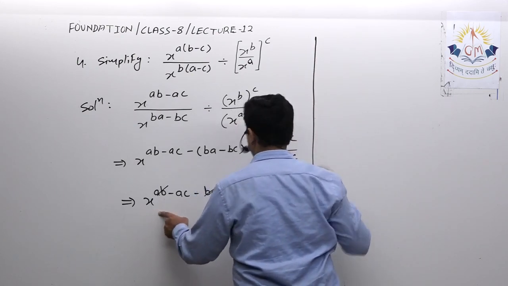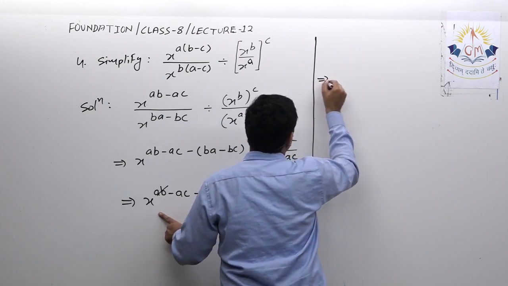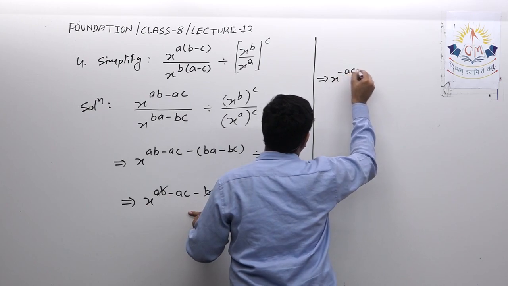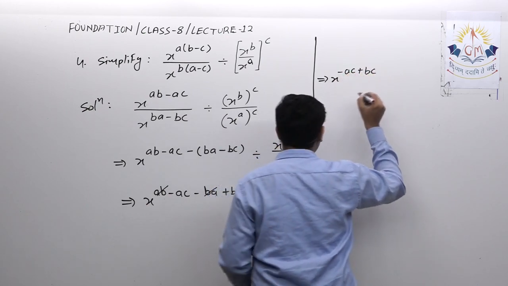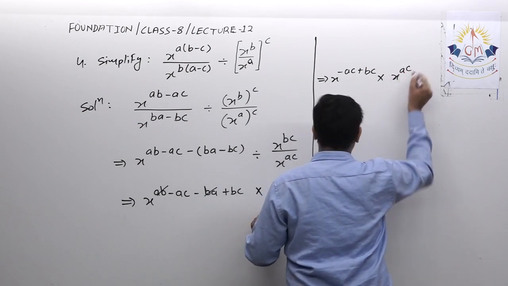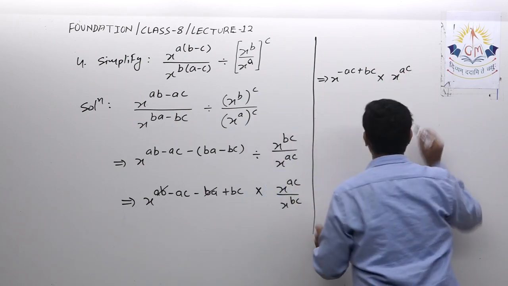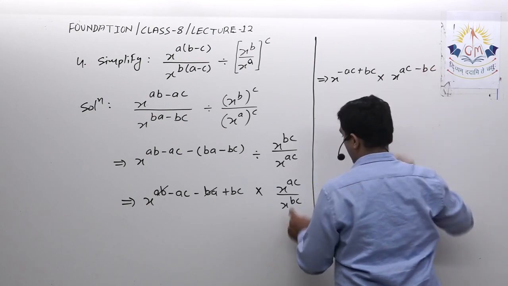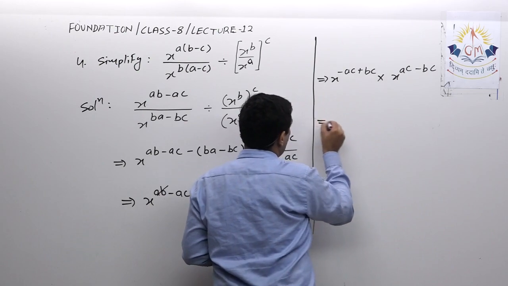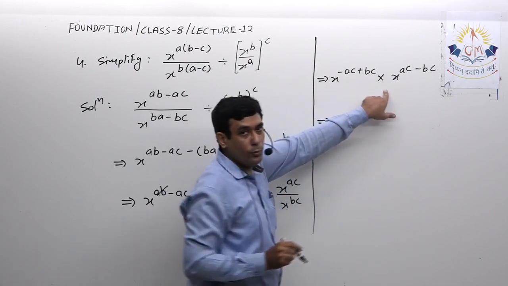So here I will get x raised to minus ac plus bc, multiplied by x raised to ac. Now if I apply the quotient law, this will become minus bc, isn't it? x raised to ac minus x raised to b. So now here I can apply the product law.